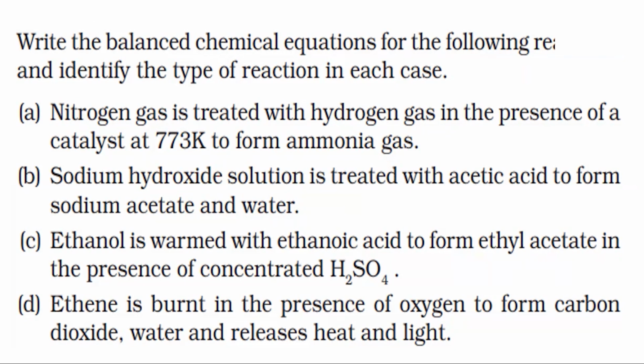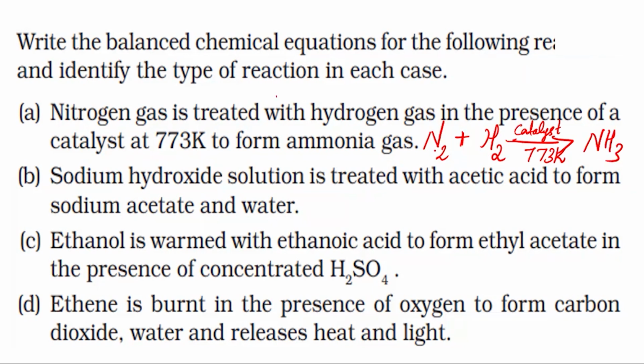The first one is, nitrogen gas is treated with hydrogen gas in the presence of a catalyst. So what is nitrogen? Nitrogen is a diatomic. It is always N2, diatomic, plus hydrogen, also diatomic. Nitrogen and hydrogen react in the presence of a catalyst. On the arrow you can write the catalyst, and the temperature is also given. You can mention it below or above the arrow, no problem. And to form ammonia gas, what is the formula for ammonia? NH3 is ammonia. Then how will you balance this?